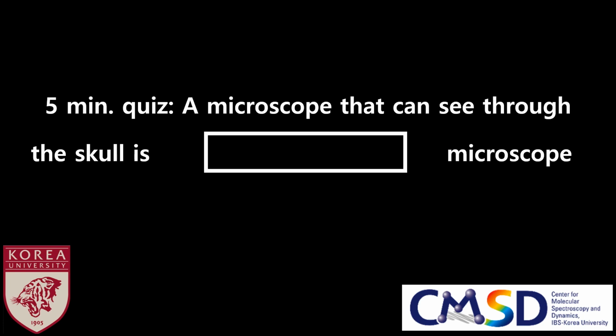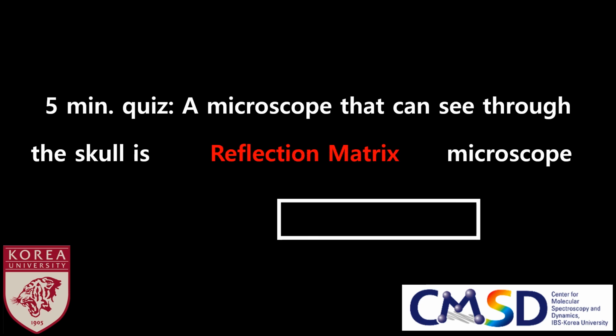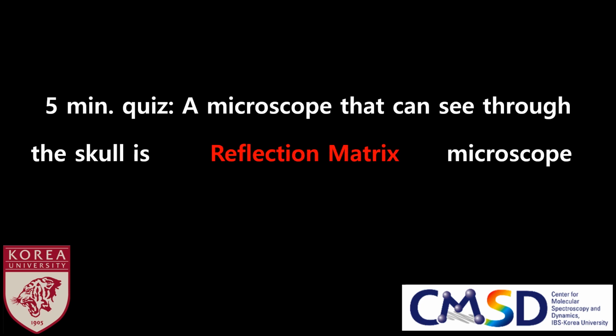5-minute quiz. A microscope that can see inside the tissue is something microscope. The answer is reflection matrix microscope.